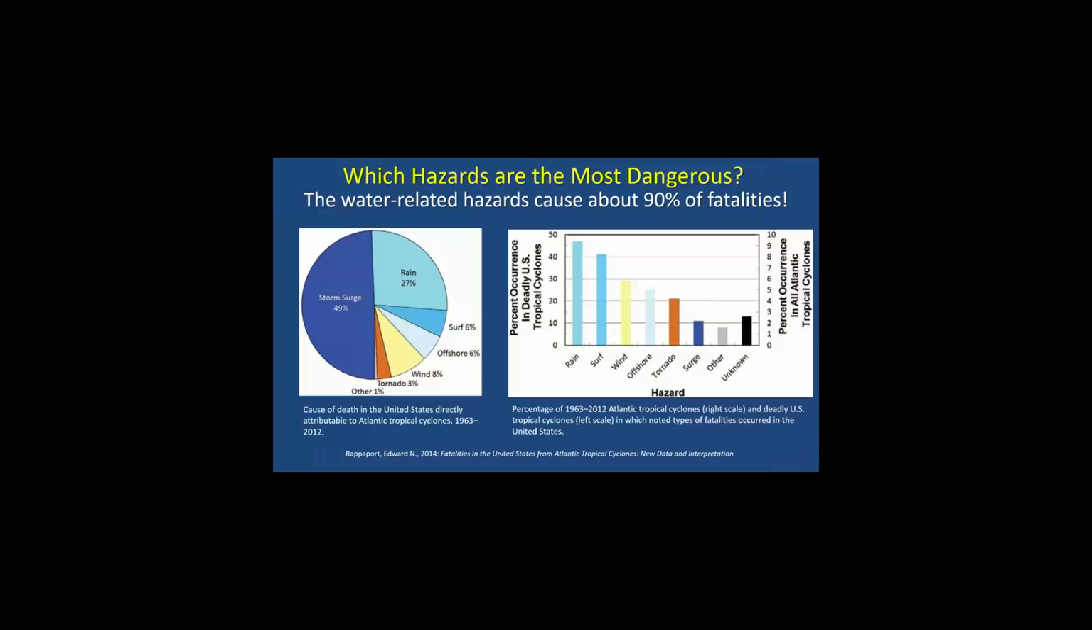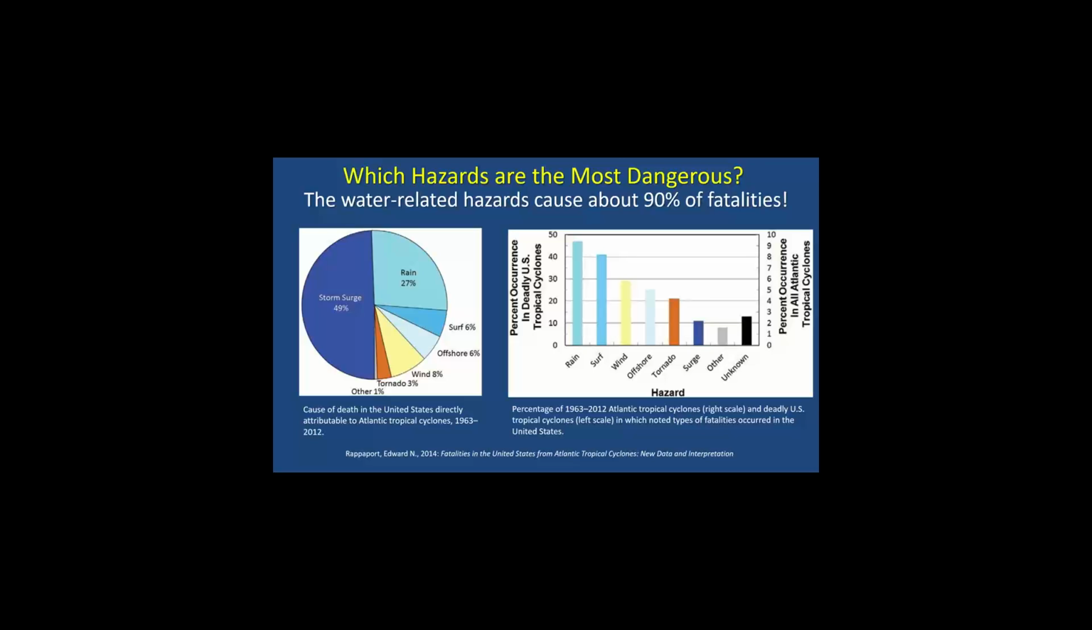Now, of these four hazards, what is the most dangerous? What is the most deadly? And that's going to be the water-related hazards. If you look at which of these lead to fatalities, it's going to be storm surge, number one, and then flooding rains right behind it, number two. A lot of people think about wind when they think about hurricanes, but in fact, it's the water hazards that are the most dangerous.